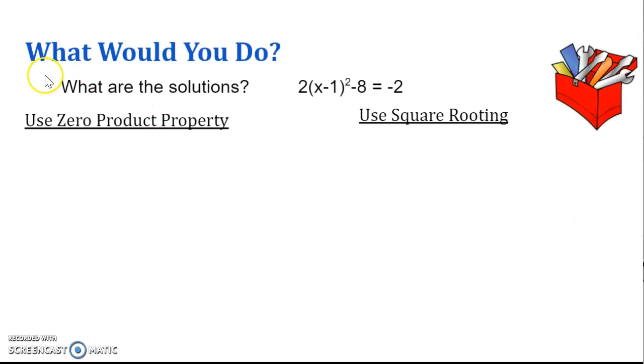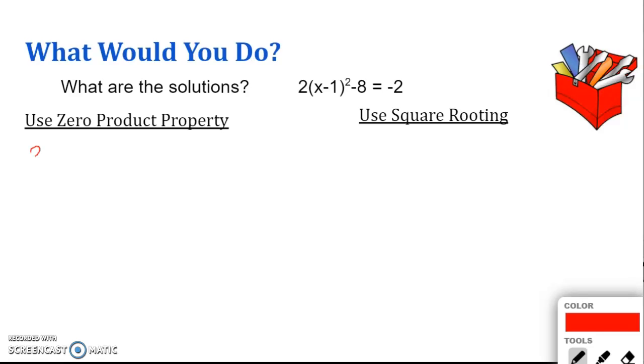If you're given this equation, what would you do? 2 times (x minus 1) all squared minus 8 is equal to negative 2. Well, you can use both methods, and let's see what that will look like. To use the zero product property, we had to set the quadratic equation equal to 0. That means we had to put the quadratic equation in standard form, equal to 0, and then factor it.